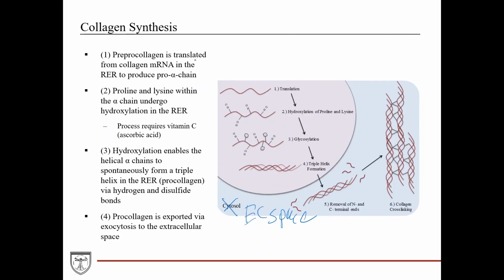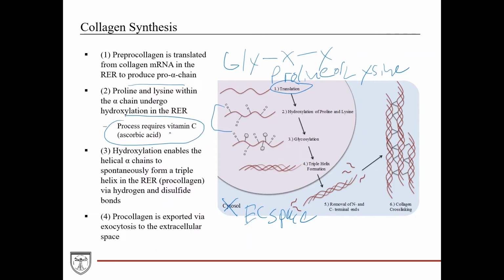So first, pre-pro collagen is translated from collagen mRNA in the rough ER to produce the pro-alpha chain, which is that glycine plus XY. And remember, one of these is either a proline or a lysine. And so that's just here, just like how any other protein is formed. First it's translated from the mRNA. So you have this initial sequence here. And then the proline and lysines undergo hydroxylation in the rough ER. And this is actually a process that requires vitamin C.